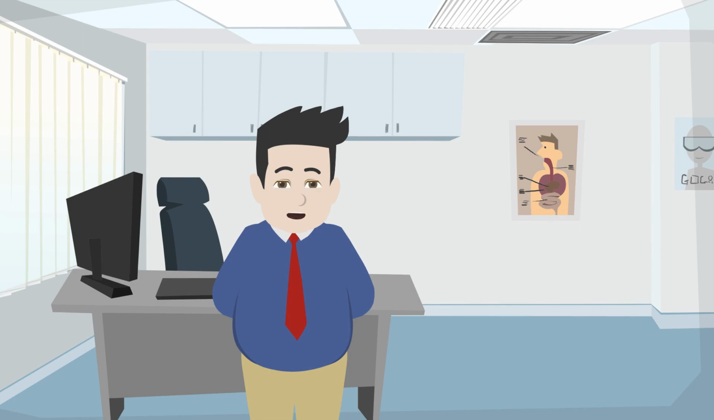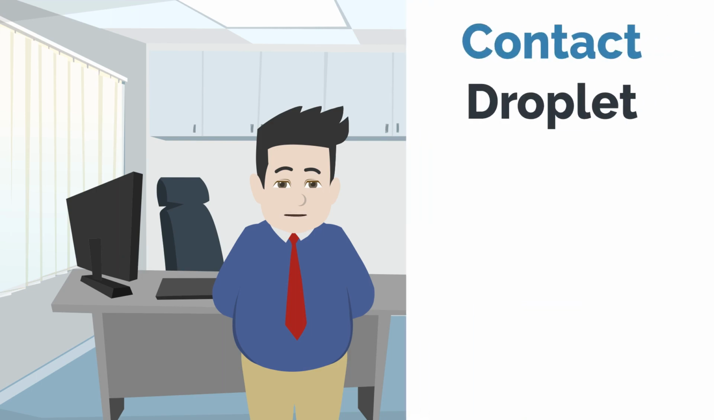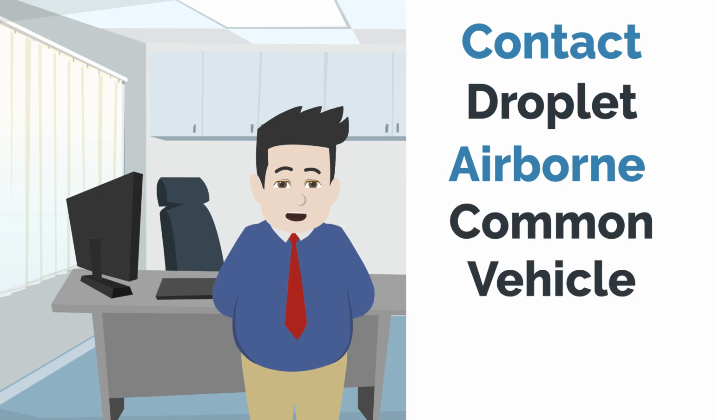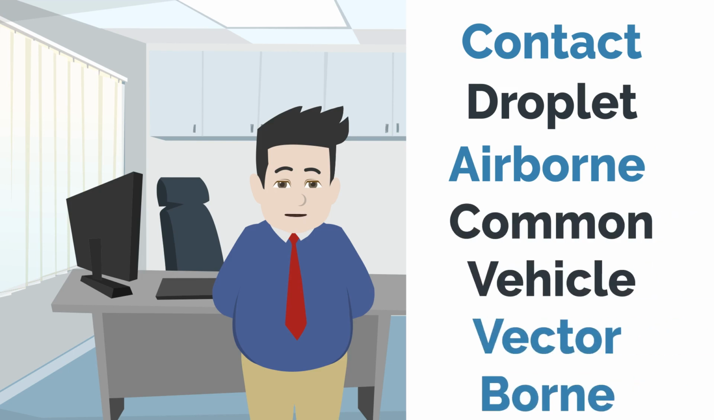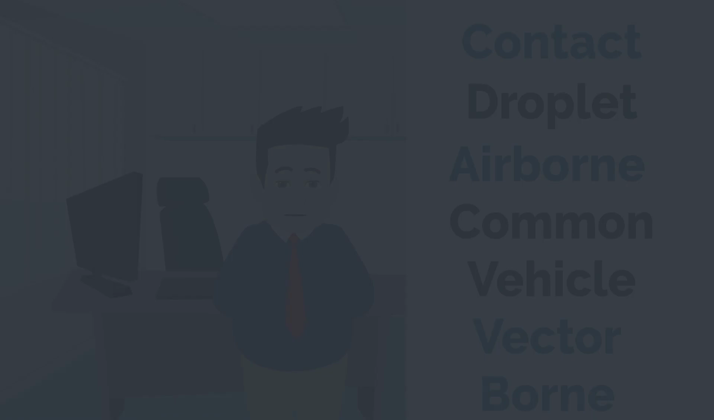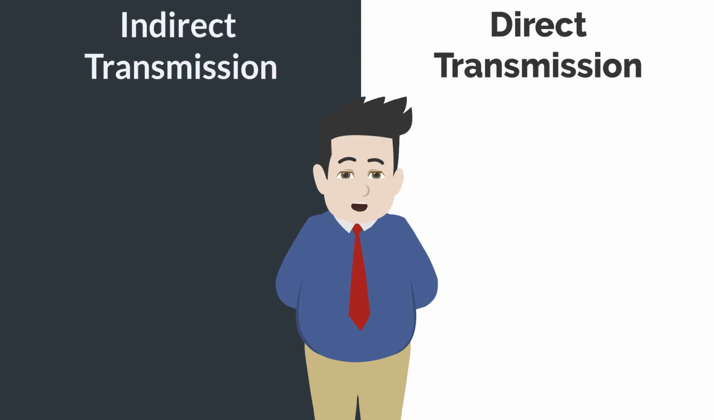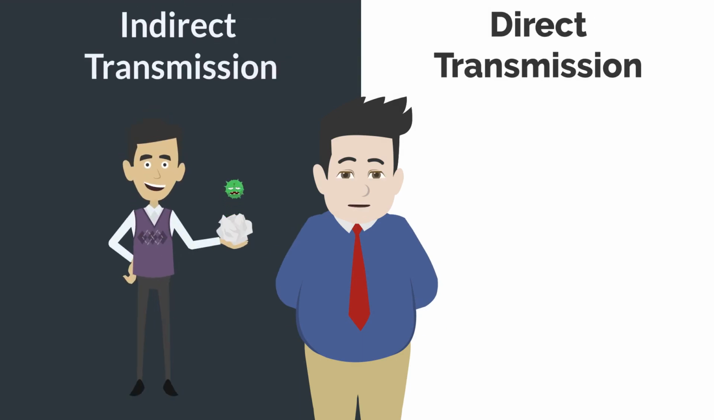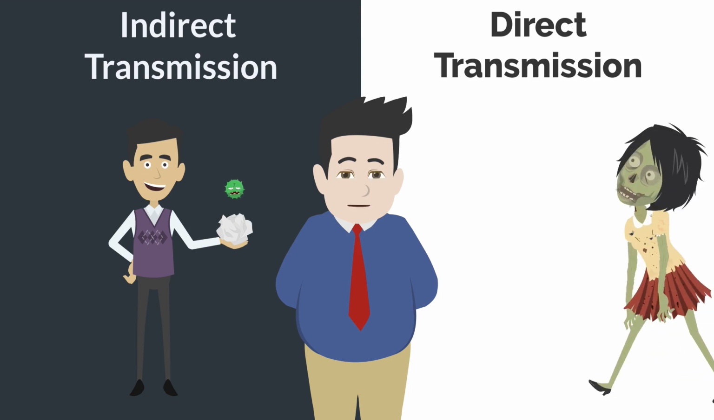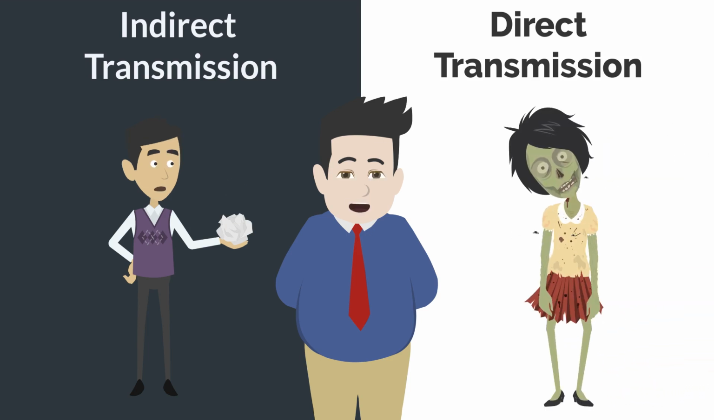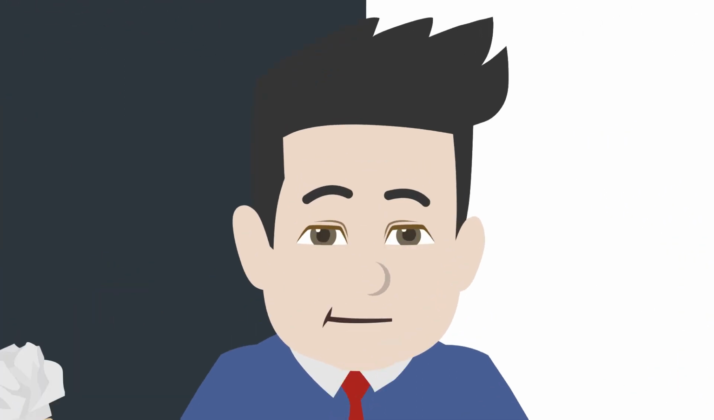Diseases can travel between people using any of the following methods: contact, droplet, airborne, common vehicle, and vector-borne. Contact transmission can happen in 2 different ways: direct transmission, which means person-to-person contact, and indirect transmission, which is when someone sick contaminates an object and then it gets touched and the disease passes to the next person. If zombies were real, and they aren't, but if they were, zombies would use direct transmission because they like to bite.